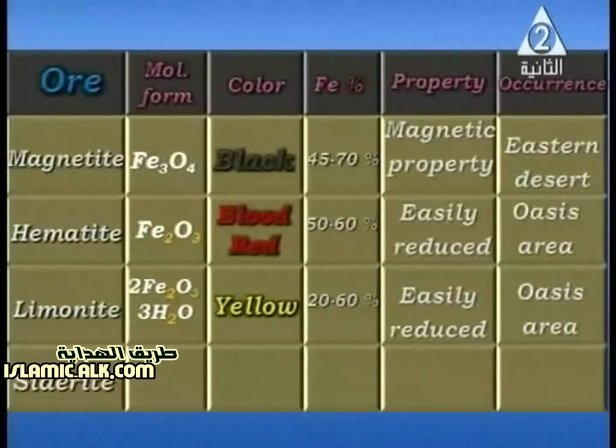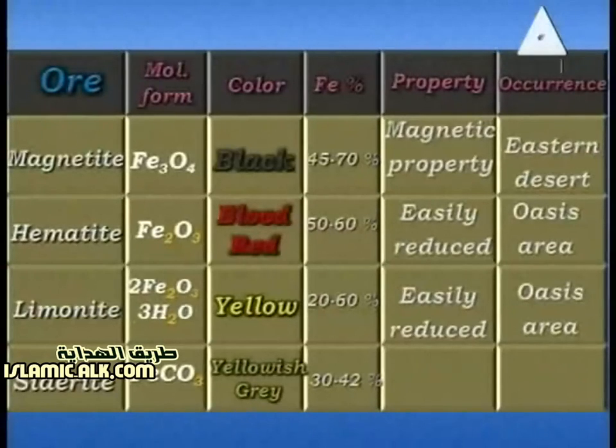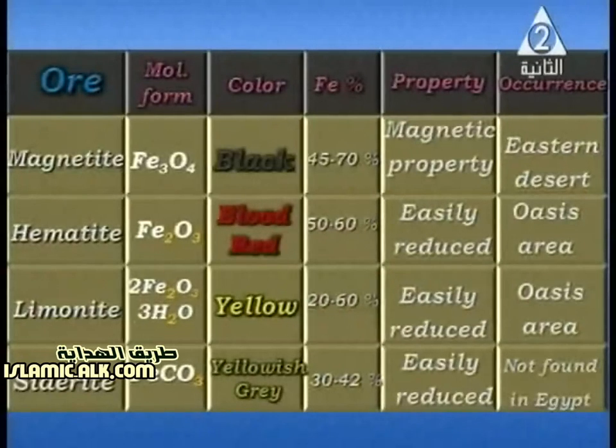The fourth and last type of ore that we are going to discuss in our syllabus is siderite, which has molecular formula FeCO3 and chemical name iron 2 carbonate. Its color is yellowish gray, and the percentage of iron ranges from 30 to 42%. It is easily reduced, and it is not found in Egypt.